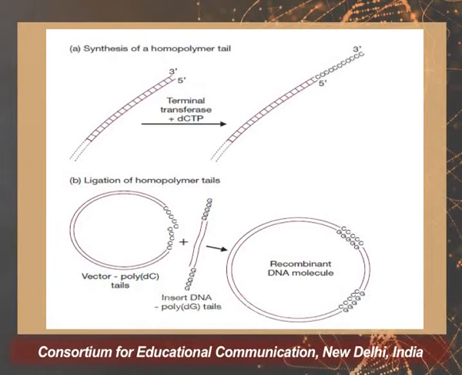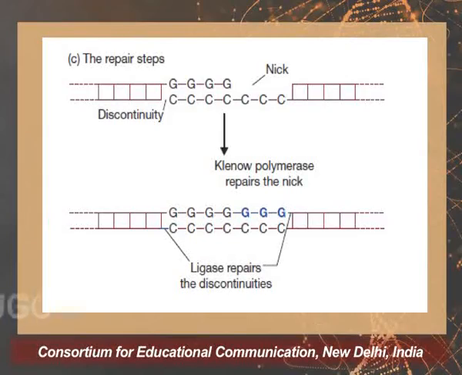So this basically solves the problem if we cannot join the two fragments and blunt end ligation is giving a lot of trouble. It is better to add the homopolymer tails, make single-stranded these tails, and then the compatible ends will come together and the ligase can do its job very nicely. This is shown here, how it can be done.